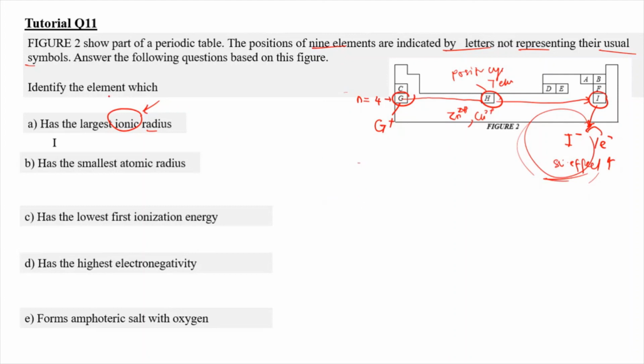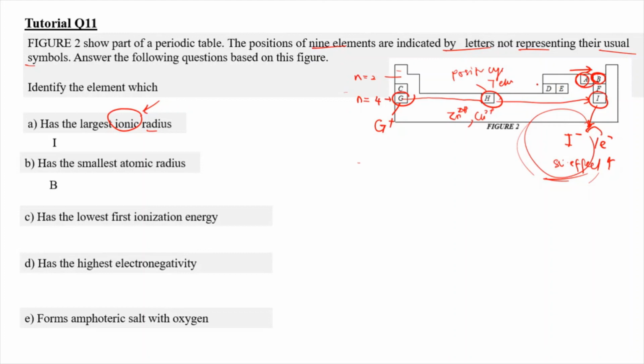Okay, because it says element, we are just going to put I. Next, the smallest atomic radius. For the smallest atomic radius, we need to look into the period which is n equal to 2. Here is n equal to 1, the second one is n equal to 2. So the smallest is B, because across a period, the proton number increases, the Zeff increases, and hence the size will get smaller.